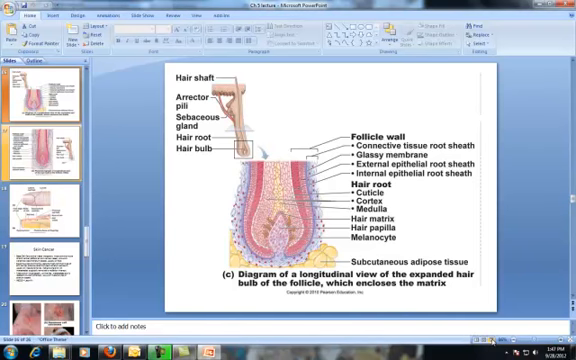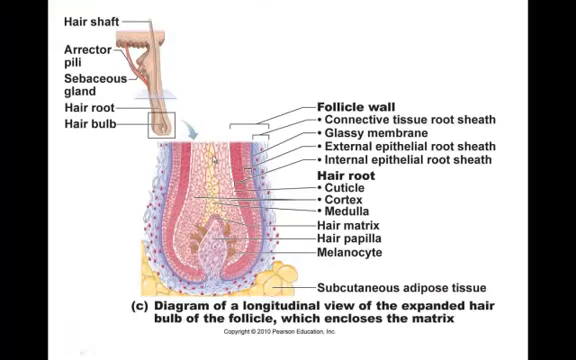Okay, we're getting into hair now. And hair, the structure of hair, looks very complicated because there are so many hairs here. We're going to ignore some of these hairs here, some of the epithelial cells that go around the hair. Hair is an epidermal structure.